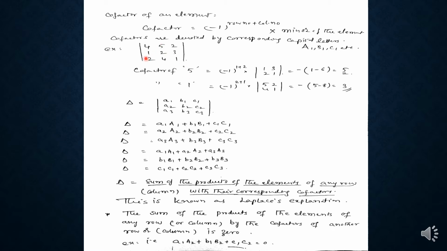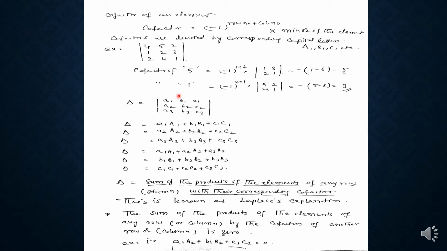Suppose, for example, the cofactor of the element 5 is equal to minus 1 to the power of the row number. The row number is 1. This is located in the first row and second column, so the row number is 1 and the column number is 2. So minus 1 to the power of 1 plus 2, into, then delete this column and row, we'll get 1, 3, 2, 1. So what is the value of 1, 3, 2, 1? That is equal to minus 1 cubed, so we get minus of 1 into 1 minus 6. 1 minus 6 is minus 5, and minus into minus 5 is equal to plus 5.